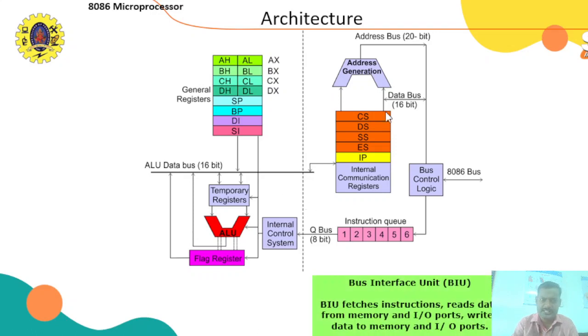Look at this. These blocks are the bus interface unit. The BIU fetches the instructions, reads the data from the memory and IO ports, and writes data to the memory and IO ports. These are the functions of the BIU.